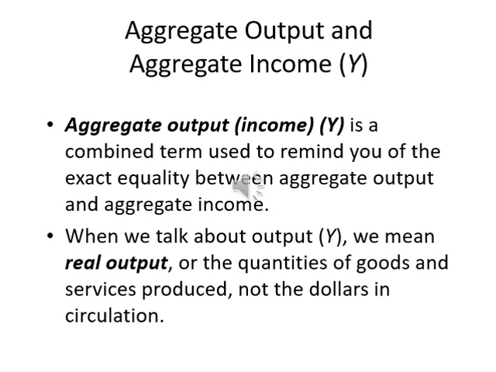Aggregate output (income), Y. Aggregate output (income), Y, is a combined term used to remind you of the exact equality between aggregate output and aggregate income. When we talk about output, Y, we mean real output, or the quantities of goods and services produced, not the dollars in circulation.